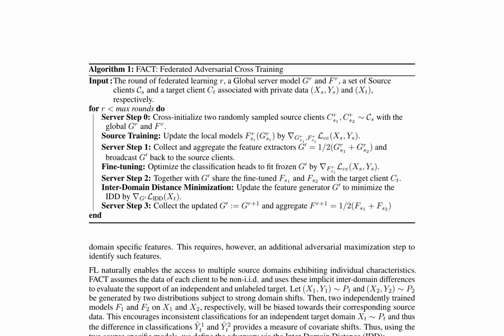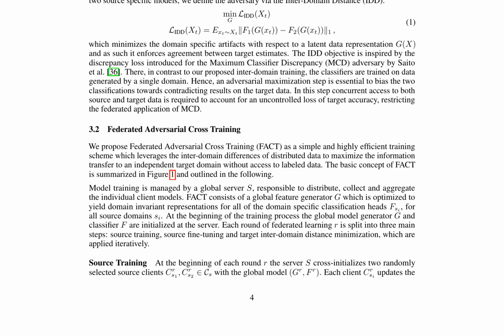The FACT algorithm consists of three main steps: source training, source fine-tuning, and target interdomain distance minimization. In the source training step, two randomly selected source clients are cross-initialized with the global model, and each client updates the local models. In the fine-tuning step, the classification heads are optimized to fit the frozen feature generator. The target interdomain distance minimization step updates the feature generator to minimize the IDD.